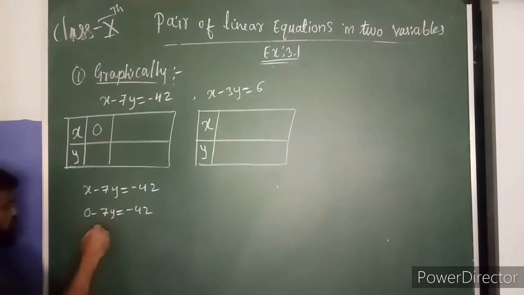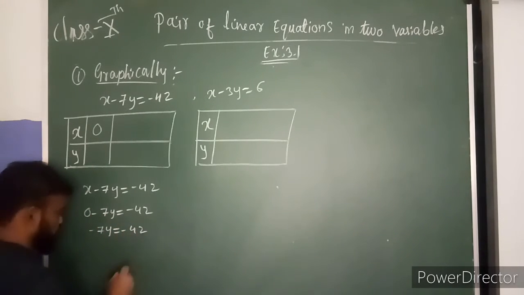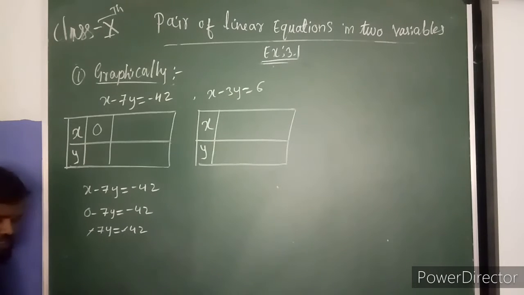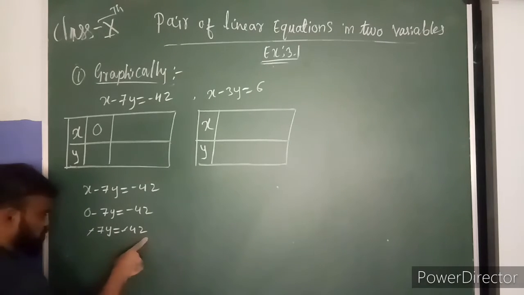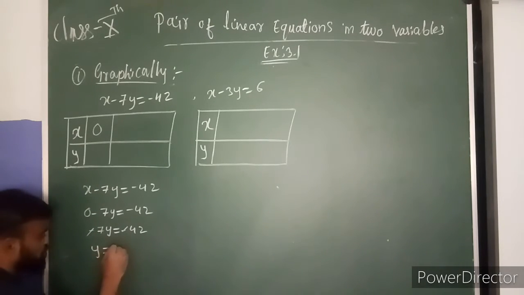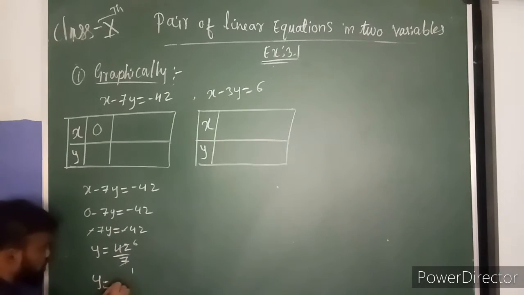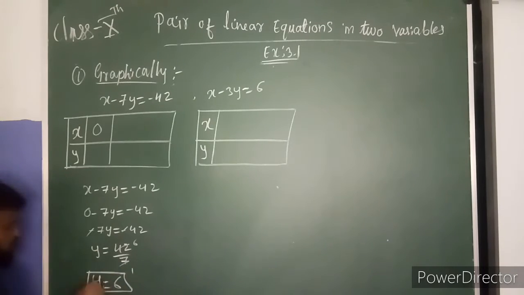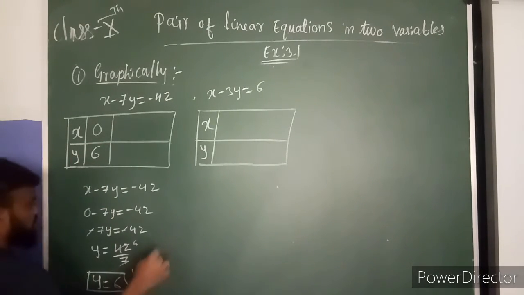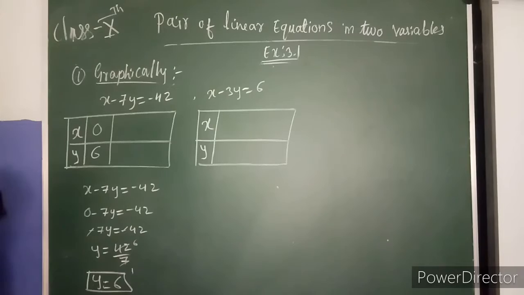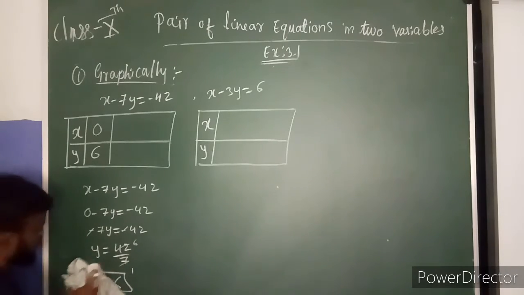There is no other value. Minus 7y is equal to minus 42. The minus signs get cancelled on both sides, and between 7 and y there is no sign, so it is a product. If I transpose the 7 to the denominator, it is 42 divided by 7. 7 sixes are 42. What is the value of y we got? That is y is equal to 6. Right? We are able to write it here. Similarly, I should solve like that only. I will write here only.